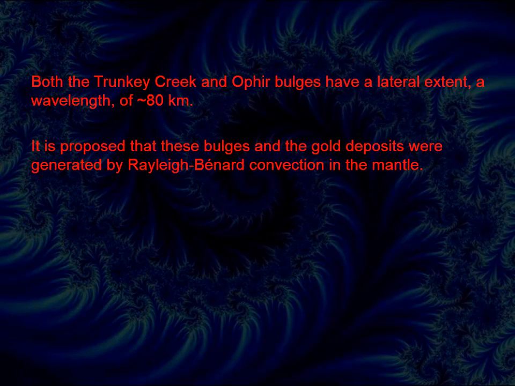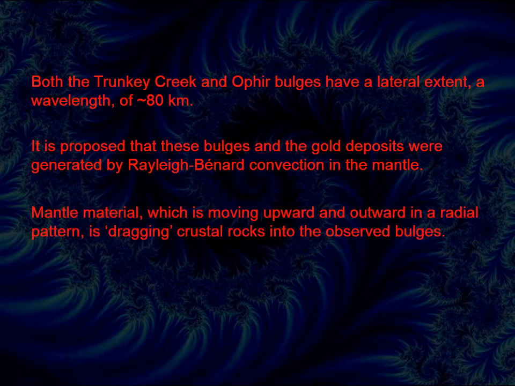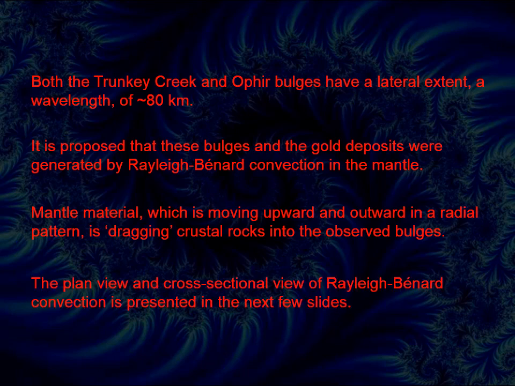Both the Trunkey Creek and the Ophir bulges have a lateral extent, that is a wavelength, of approximately 80 kilometers. It is proposed that these bulges and the gold deposits were generated by Rayleigh-Benard convection in the mantle. Mantle material, which is moving upward and outward in a radial pattern, is dragging crustal rocks into the observed bulges. The plan view and cross-sectional view of Rayleigh-Benard convection is presented in the next few slides.